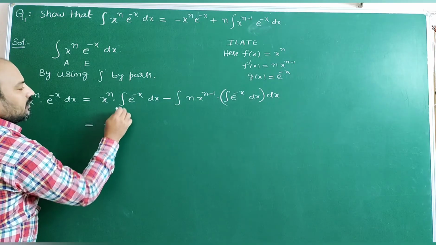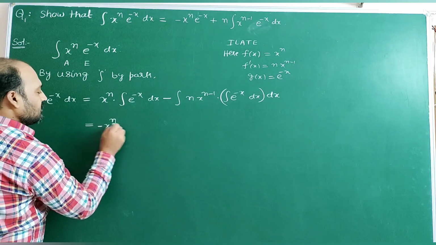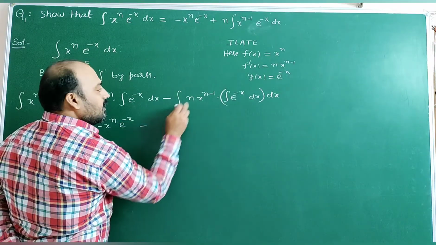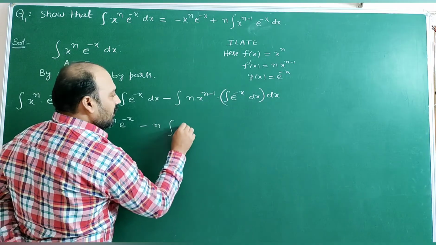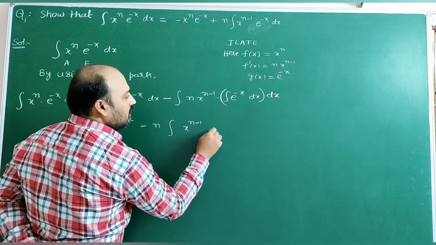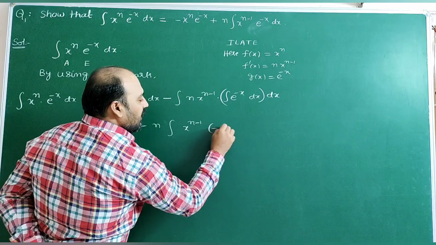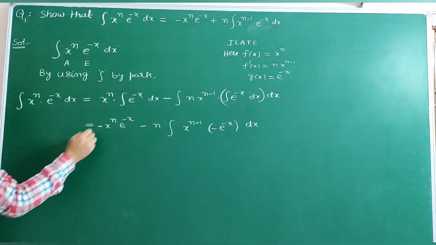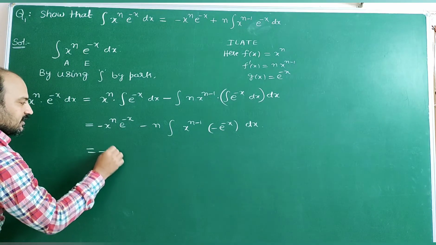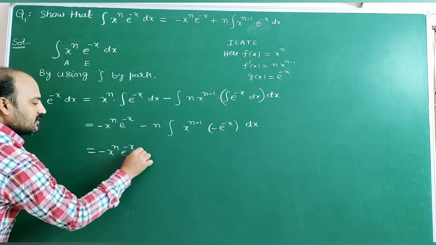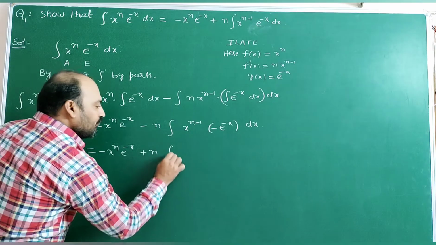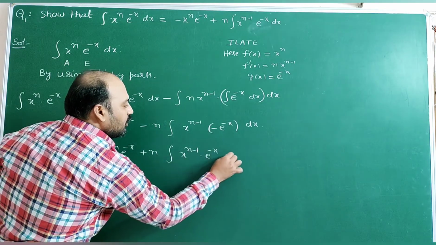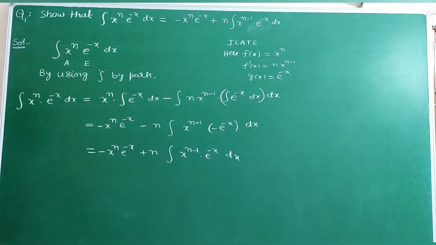x power n, integral e power minus x is minus e power minus x, minus n constant you can take outside, integral x power n minus 1, integral e power minus x is minus e power minus x into dx. So minus into minus plus, minus x power n into e power minus x plus n into integral x power n minus 1 into e power minus x into dx. That's what they are asking to prove.